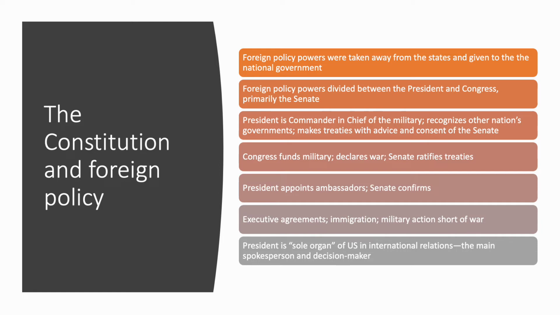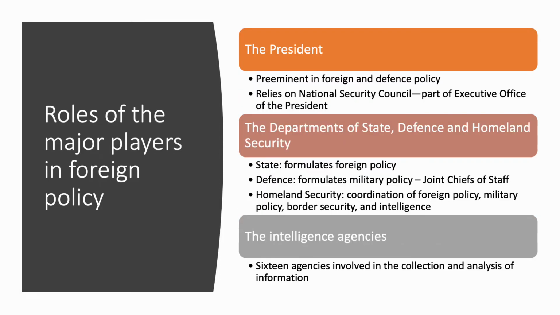The presidents also appoint ambassadors. The Senate has to confirm those. And so you can see that the Senate has a role to play here. But the president has almost all the most important powers, is the main spokesperson for our country and the number one decision maker in foreign policy. They are, in essence, preeminent.